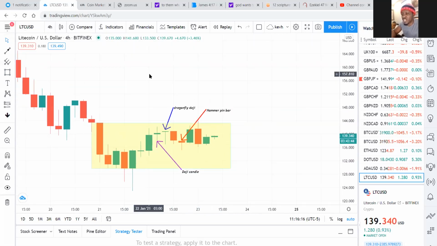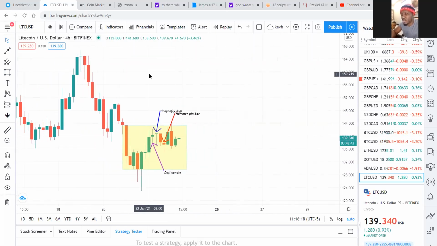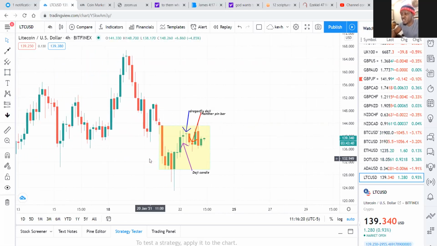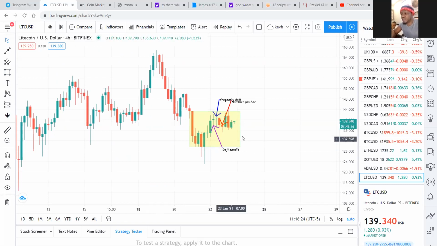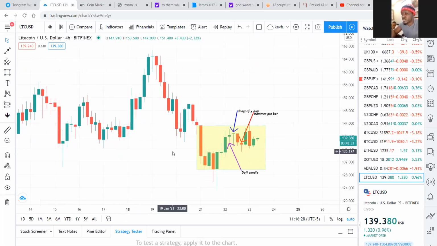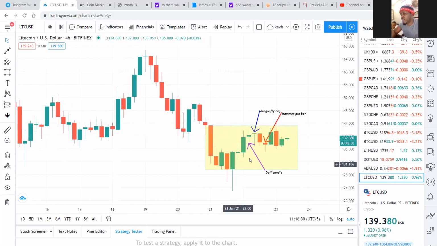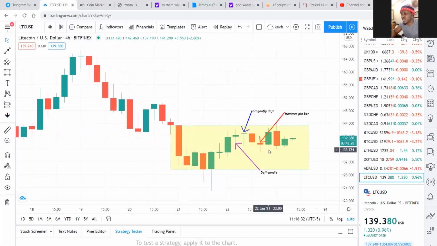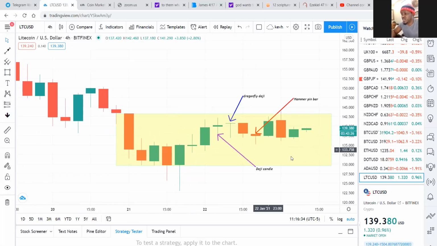This is a consolidation. The market is moving sideways. It's not really going anywhere. This market is moving sideways. You can see right there, that's why we have so many reversal patterns in one area.